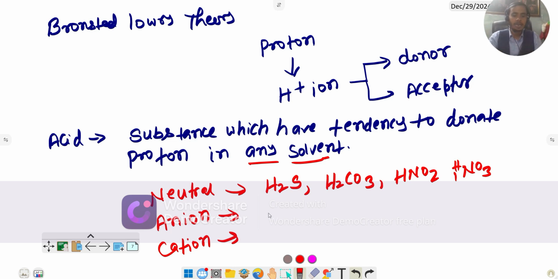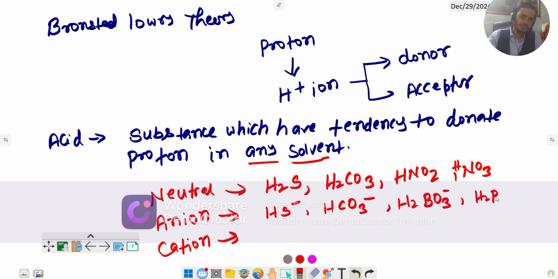But we can suppose that we have acids like HS minus, HCO3 minus, H2BO3 minus, and H2PO4 minus, right? So dear student, you can easily see that there are four acids in the anionic part. Anion means the acid which has a negative charge. Simple thing, right?